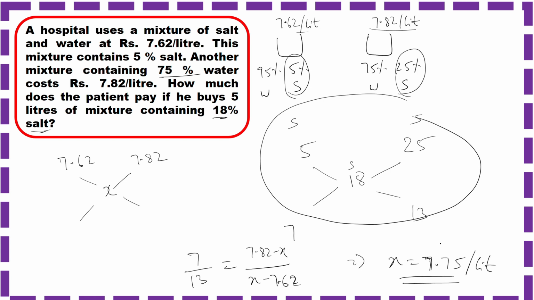So what is this? This is the price of 1 liter, but we are asked to find out the price of 5 liters, right? So 7.75 into 5, just multiply this, we will get rupees 38.75, right? This is the price of 5 liters.